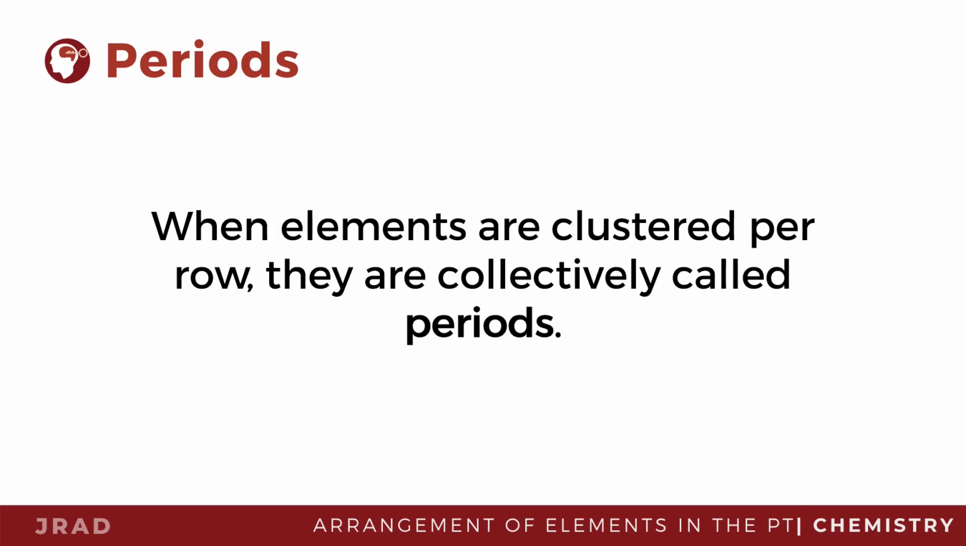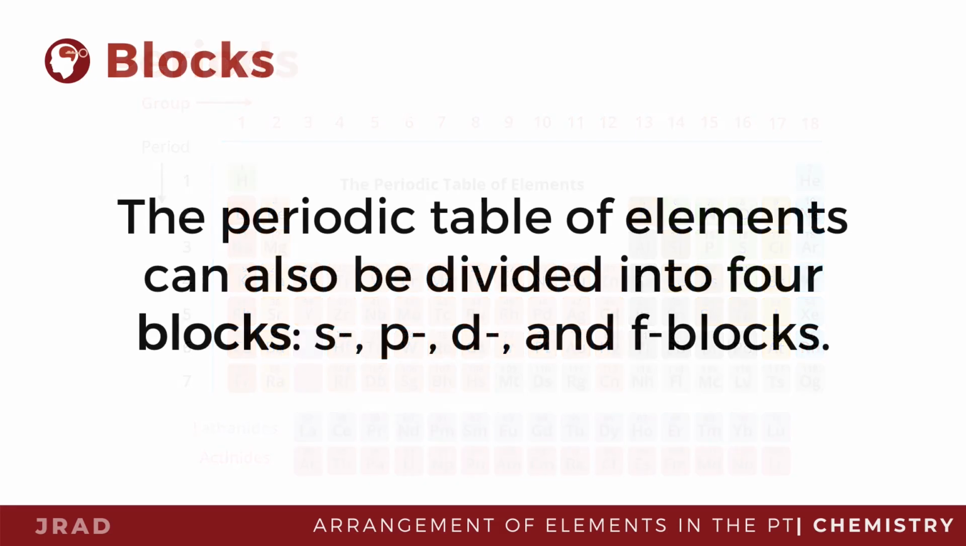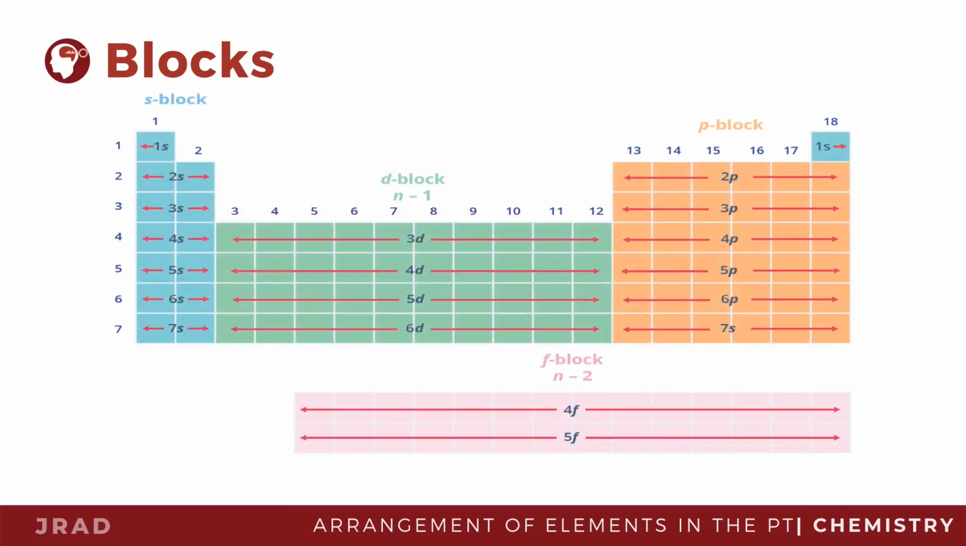The last cluster of elements are called blocks. Blocks are best imagined as Tetris parts with 4 different kinds. The S block is composed of the first 2 columns of the table. The D block forms a rectangle that starts from group 3B until group 2B. The P block comprises groups 3A to 8A, while the F block is the extended rectangle below the main table.